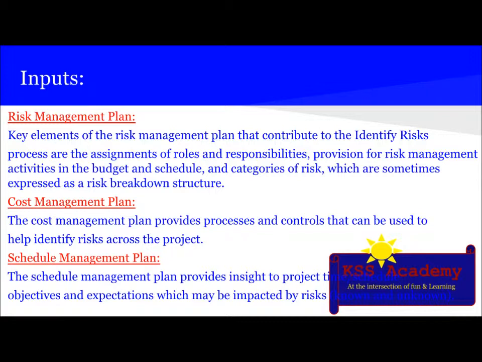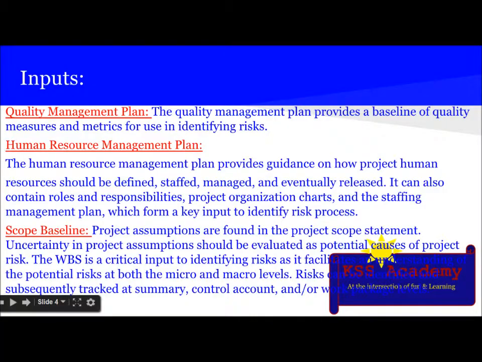The next thing is the schedule management plan, which provides insight to the project time, schedule, objectives, and expectations which may be impacted by risk, both known and unknown risk. The next thing is the quality management plan, which provides a baseline of quality measures and metrics for use in identifying risk. Next is the human resource management plan, which provides guidance on how project resources should be defined, staffed, managed, and eventually released. It can also contain roles and responsibilities, project organization chart, and staffing management plan, which form a key input to the identify risk process.